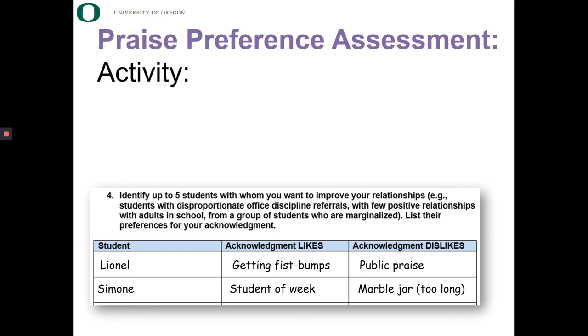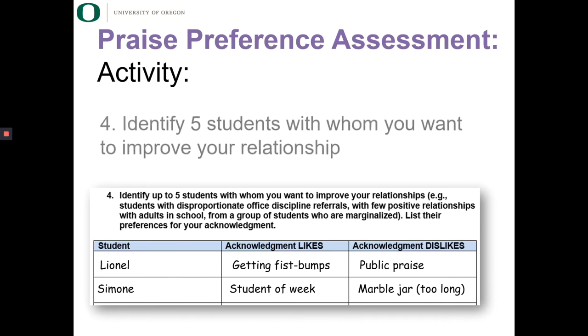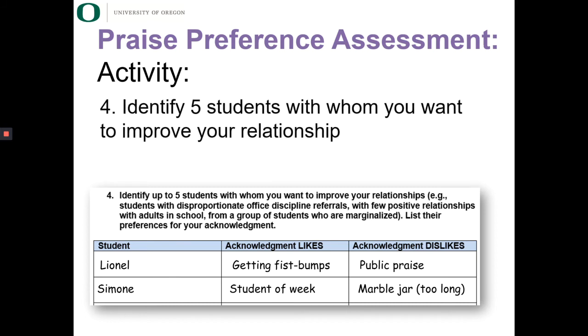So in this case, Lionel and Simone were students this teacher identified, and by looking at their praise preference assessments, she could see that getting fist bumps was important for Lionel, and he didn't like public praise. For Simone, being student of the week was really important, but the marble jar wasn't as important to her, in part because she said it just takes too long to get acknowledged. So this is a process you can use to identify specific students and use the results from their praise preferences.